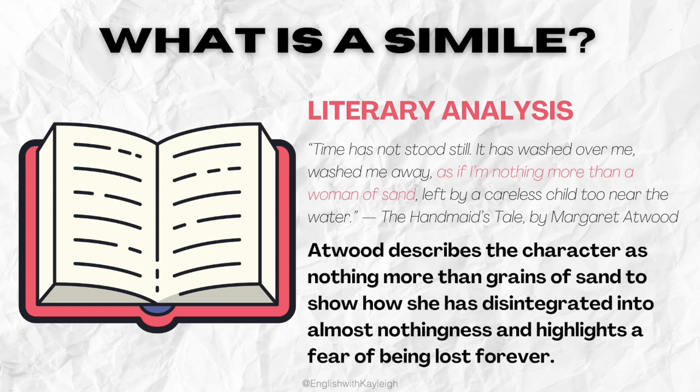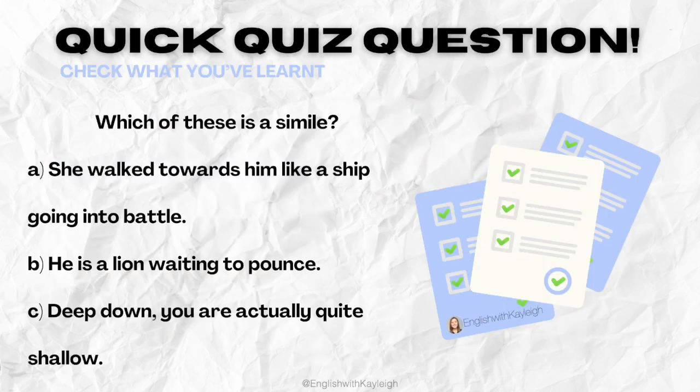All right, to finish, let's check what we've learned. Let's make sure that we've got it down so that when you go into your next English lesson, you know what you're talking about. So which of these is a simile? Is it A, she walked towards him like a ship going into battle? Or is it B, he is a lion waiting to pounce? Or C, deep down, you are actually quite shallow? I'm just going to give you 5 seconds.